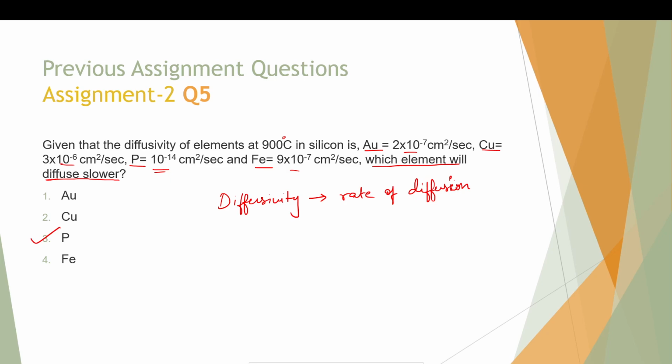Vinayak, this was one of the questions that you had a doubt in, right? Yes, yes. Can you explain once more?